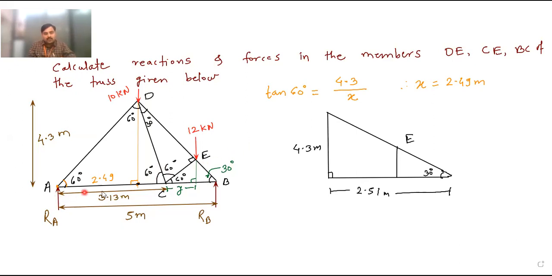See, A to C distance is 3.13. This angle is 60, this is 60, this is 60, so this is an equilateral triangle. So this side is also 3.13. This side is also 3.13.